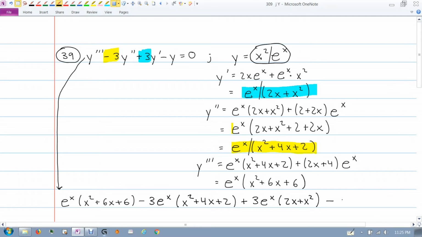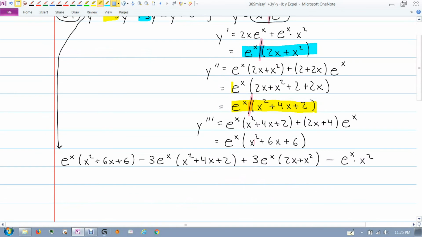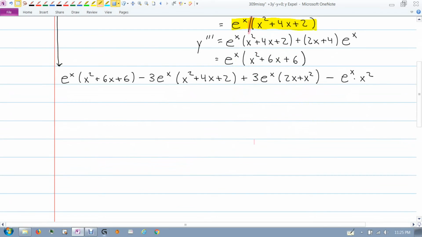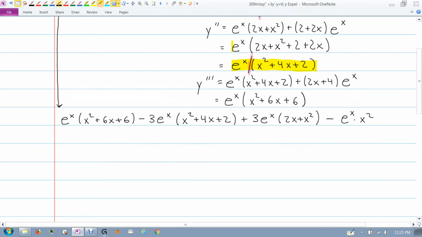So minus, I'm going to write e to the x times x squared, even though it's x squared times e to the x. These things look like division signs. These are not division. Remember, that was just to remind me of product rule in there. Okay. All right, so this should add up to be 0. Let's see. I'm going to have to do a lot of distribution here. So I'll change the order. X squared e to the x.